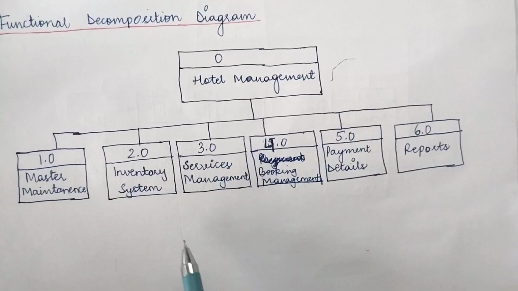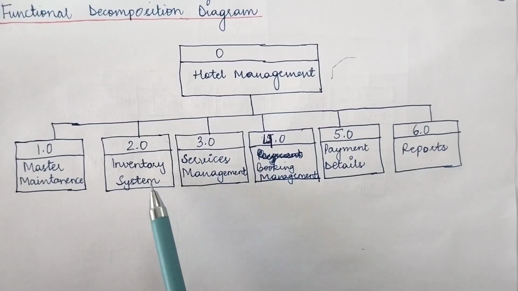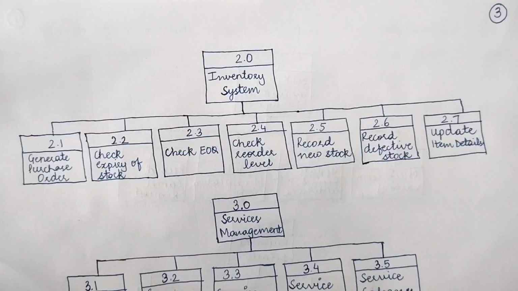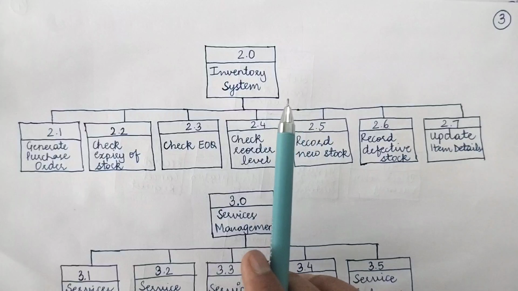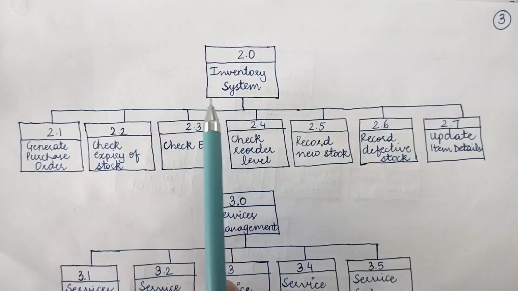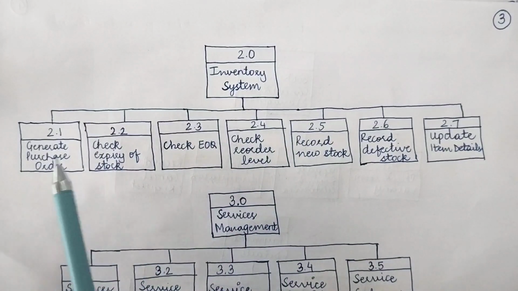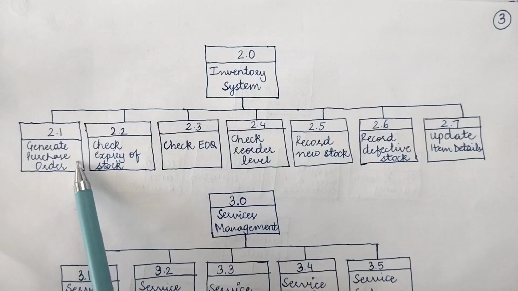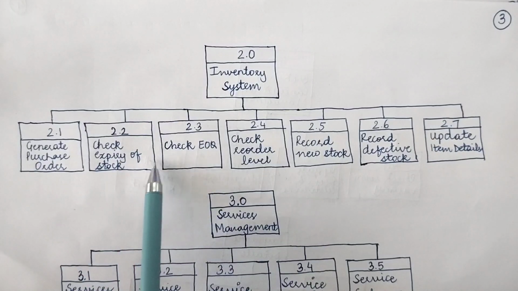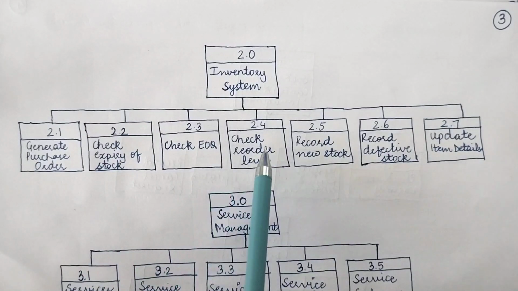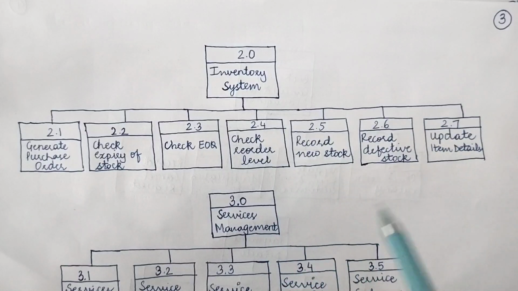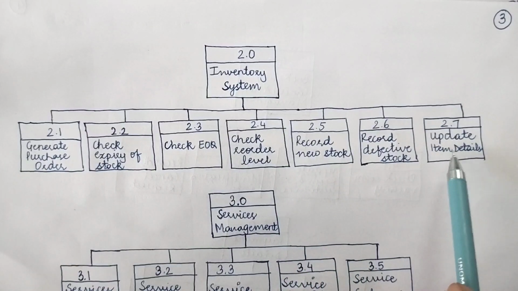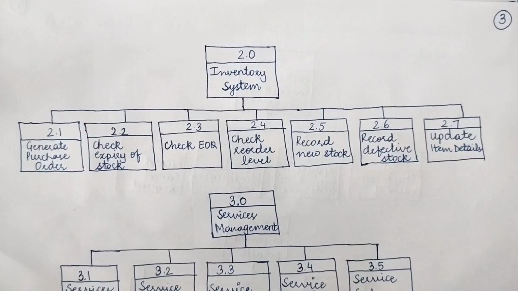Now as you can see, the second sub process is the inventory system. So in the second iteration, they have explained the inventory system sub process. Within the inventory system, you have sub processes like you generate the purchase orders, you check expiry of stock, you check the EOQs, you check the reorder level, you record new stocks, then you record defective stocks, you update the item details.